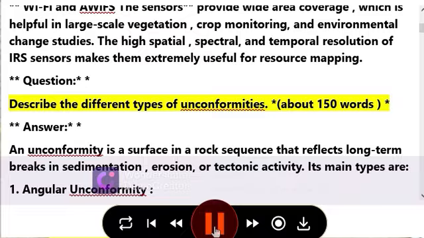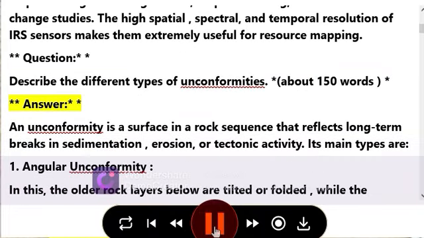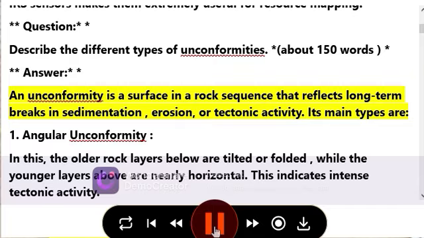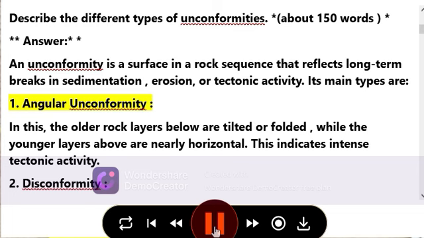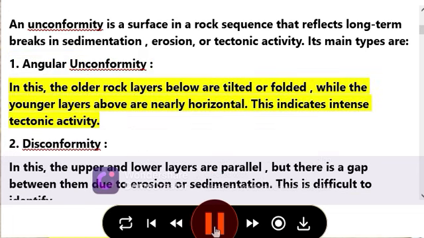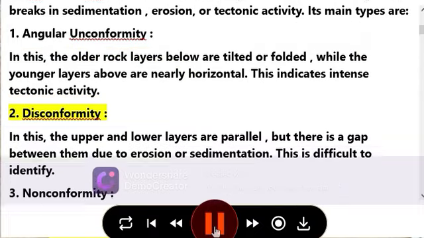Question: Describe the different types of unconformities. Answer: An unconformity is a surface in a rock sequence that reflects long-term breaks in sedimentation, erosion, or tectonic activity. Its main types are: One, angular unconformity. In this, the older rock layers below are tilted or folded, while the younger layers above are nearly horizontal. This indicates intense tectonic activity.